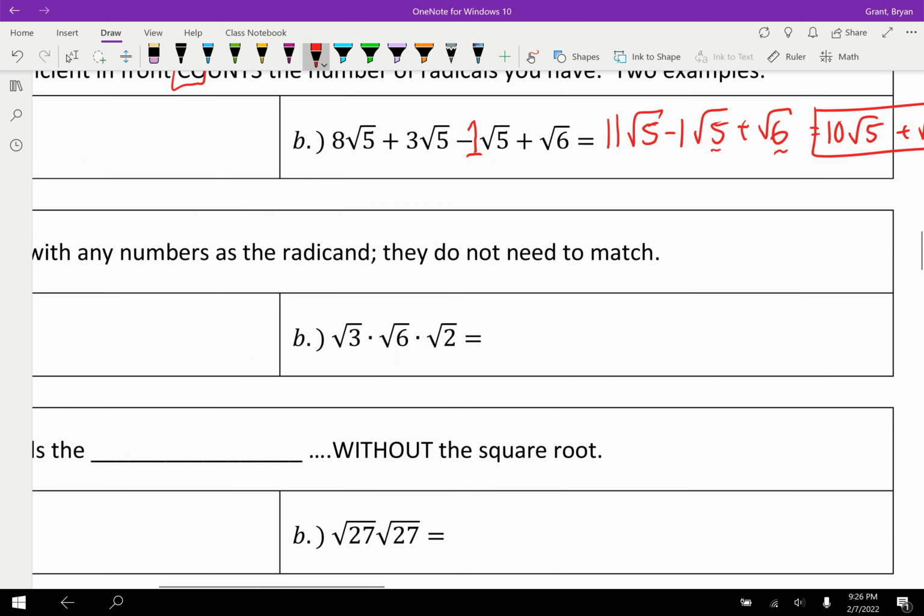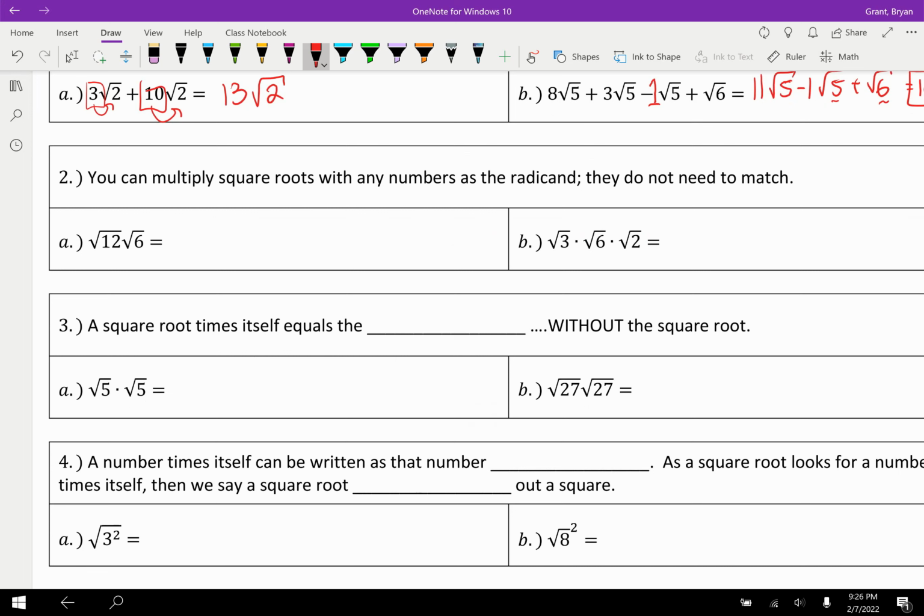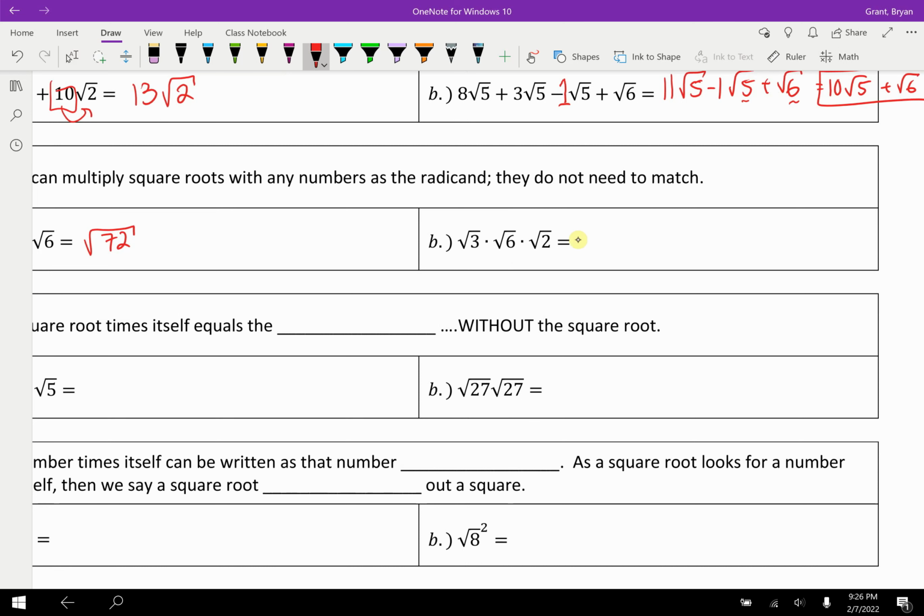All right, let's move on. You can multiply square roots with any numbers as the radicand. They do not need to match. That is why the square root of 12 times the square root of 6 is the square root of 72. 12 times 6 is 72. 3 times 6 times 2 we'll do in 2 parts. 3 times 6 is 18. There's still a square root of 2 though. And 18 times the square root of 2 is the square root of 36. Well, actually, the square root of 36 is just 6, isn't it? We might as well keep simplifying from there.